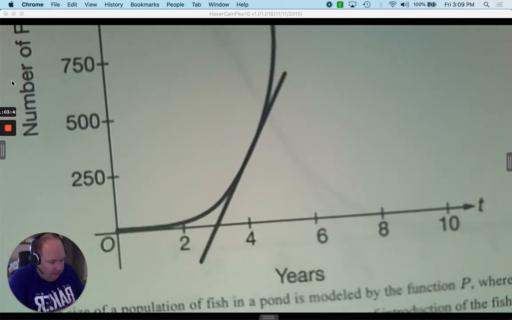And it says the size of a population of fish is modeled by this function p at t. That's the number of fish. And t gives the number of years after the first introduction from 0 to 10. The graph of the function p and the line tangent to p at t equals 4 is shown. Which of the following gives the best estimate for the instantaneous rate of change at 4?